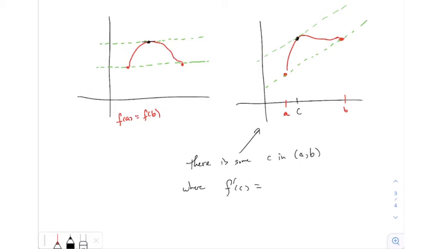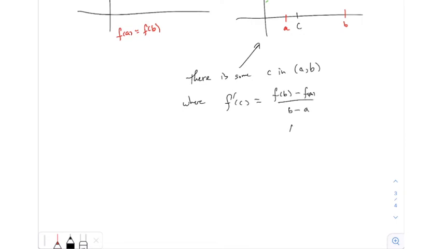And the slope of that line you could think of as the average slope from a to b, which we've talked about in the sort of deep past. It's f of b minus f of a divided by b minus a. This is the average slope from a to b. It's the slope of that dotted green line up there. All right? And this is also why it's called the mean value theorem. Mean as in average.